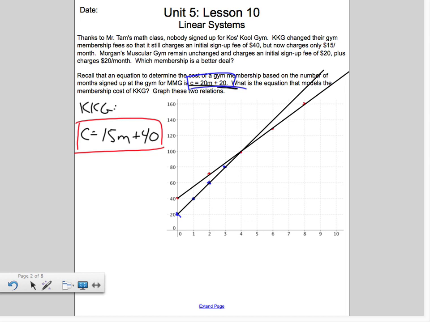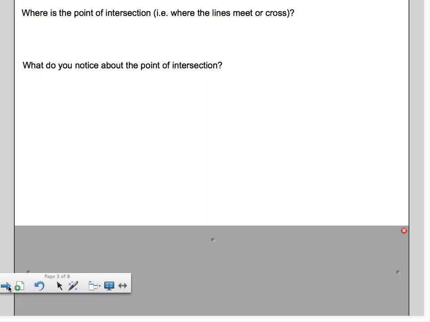So now I want to look at this. Look at the ones that you have. Let's answer these questions together. What is the point of intersection? Where is it on the graph that these two lines cross or meet? Look at your graphs. Can you pinpoint where they're crossing or meeting? Veronica? At (4, 100)?